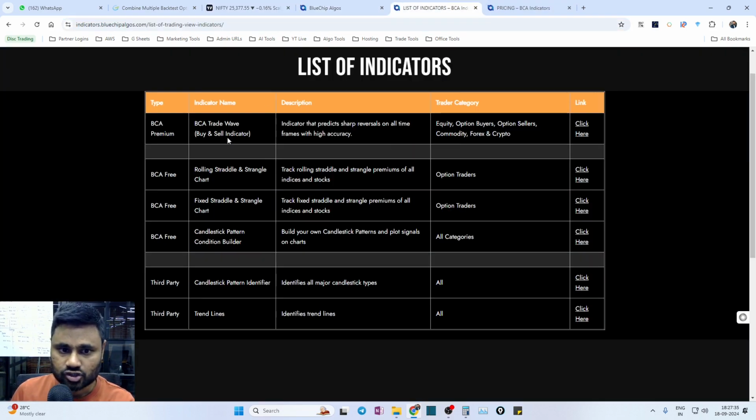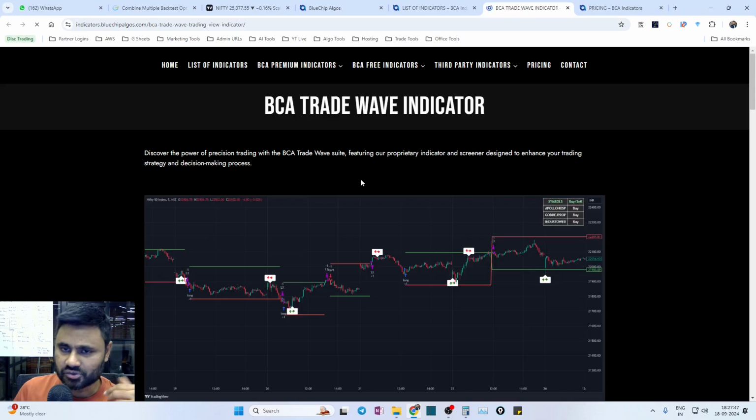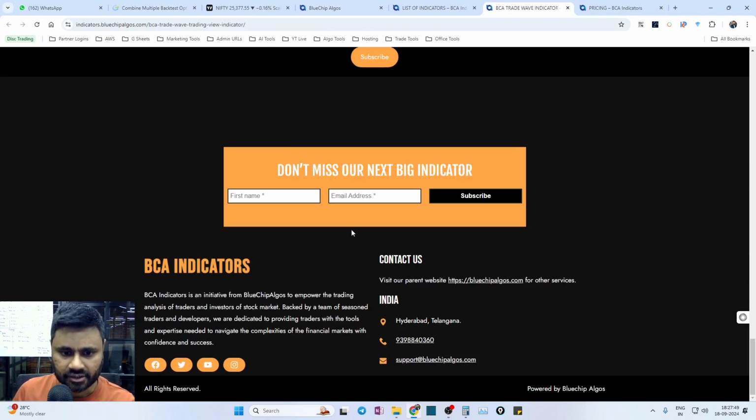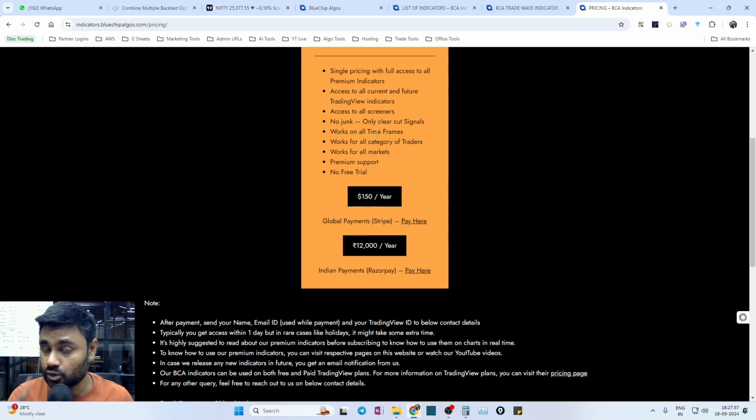Now the most important part, how to avail this. As I mentioned, in the list of indicators you have this listed BCA TradeWave. If you click on that, it will take you to BCA TradeWave Indicator documentation. In this documentation, you get to see everything about this indicator, and then you have subscription. If you go to subscription, we do have a very simple subscription model. But wait, I'll tell you how to get it for free. Firstly, the subscription is 12,000 rupees per year. It is not per indicator. Whatever premium indicators that we are introducing in future, you will have access to every single premium indicator.